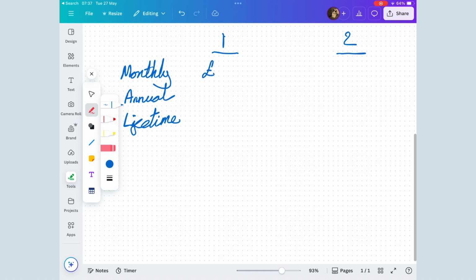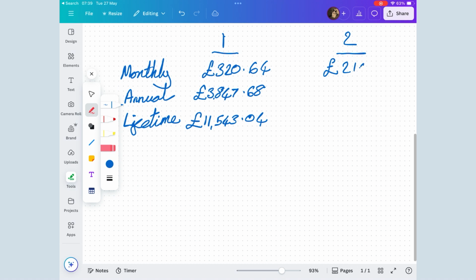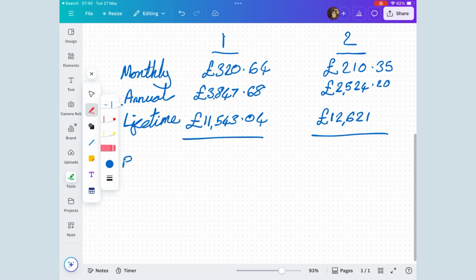So the 3-year term will cost Laura £320 per month. 12 payments, 321-ish, give me 3,848. So let's call it 3,850. And over the lifetime, that means I end up paying 11,543. The 5-year loan has payments of £210, which give me a yearly cost of 2,524, so £2,500, and lifetime is 12,600-ish.